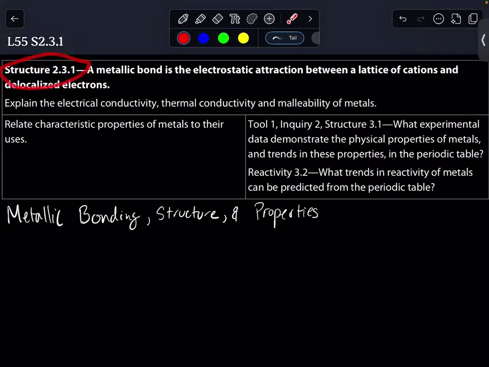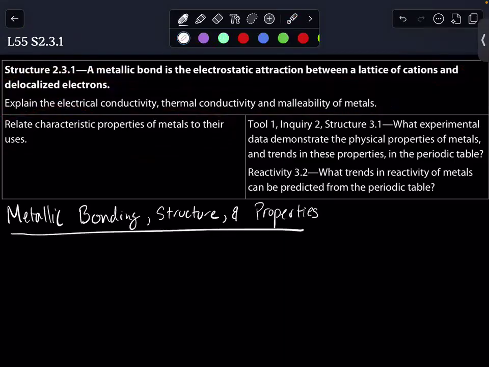Today we're going over structure 2.3.1. We are starting with metallic bonds, which are the electrostatic attractions between a lattice of cations and delocalized electrons. So we're going to explain the electrical conductivity, thermal conductivity, malleability of metals, as well as a couple other properties. And we'll try and relate characteristics of properties of metals to their uses. So with that said, let's get right into the lesson.